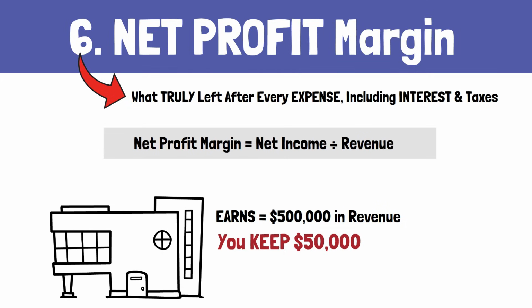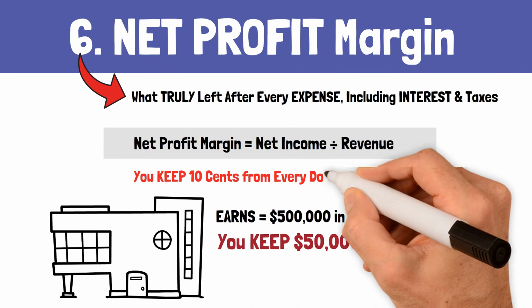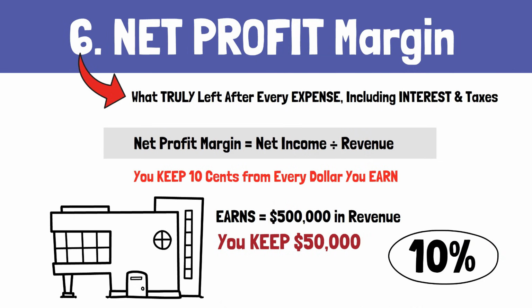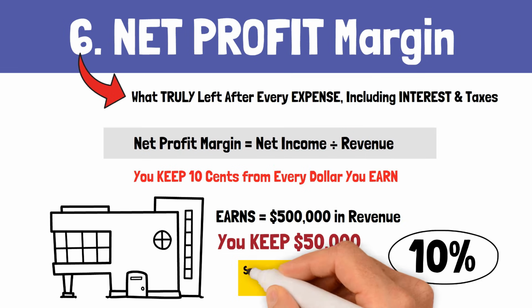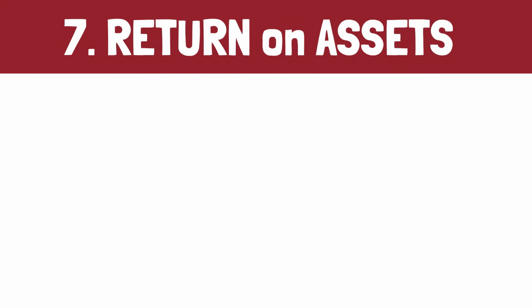Divide $50,000 by $500,000 and you get 10%. That means you keep 10 cents from every dollar you earn. A healthy net margin depends on industry, but consistent improvement shows strong cost control and smart pricing. Number 7. Return on assets.